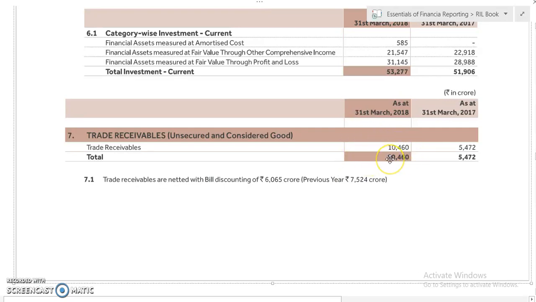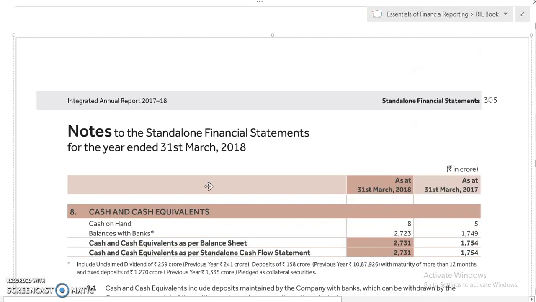We can show it here: $10,000 minus, let's say, out of this 1,000 will not be recoverable. So we can say 10,000 minus 1,000, balance is 9,000. That 1,000 will go to our income statement as a loss. Now, the next item in the line was cash and cash equivalents. Here you can see that cash in hand is very small, 8 crores only, and the balance in the bank is quite a huge sum of money.